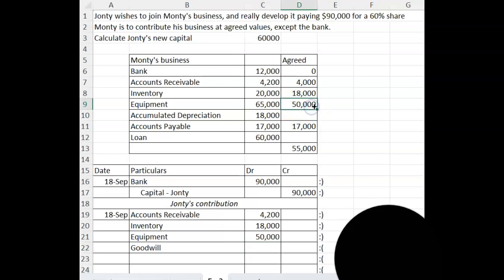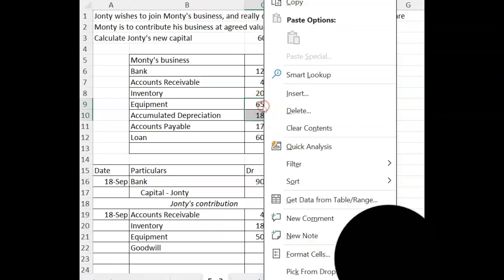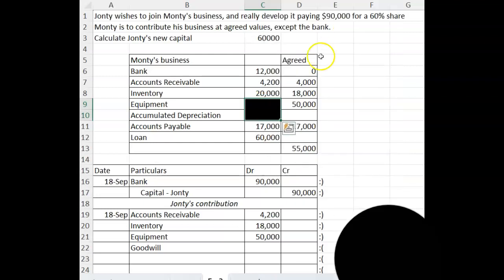So the important part is this 50,000 is the cost to the new partnership of purchasing that equipment. So both of these ones here are now irrelevant. So I'm going to black them out. So the only thing important is the cost to the new partnership. And probably you'd check that that's a market value for the equipment. Maybe look on Trade Me to find out what the equipment would go for if we sold it second-hand. Goodwill, we'll leave that till the end.